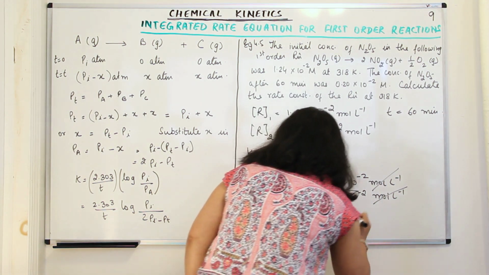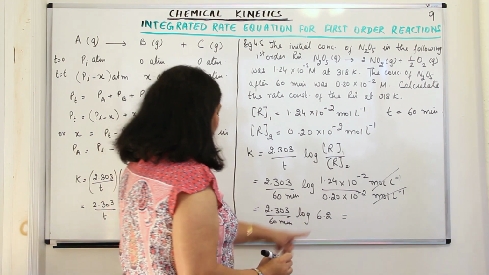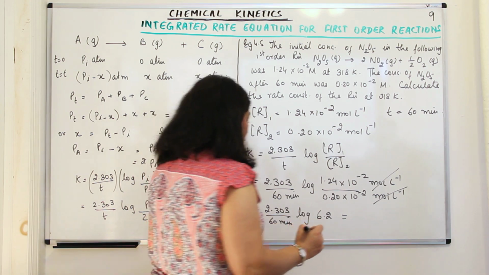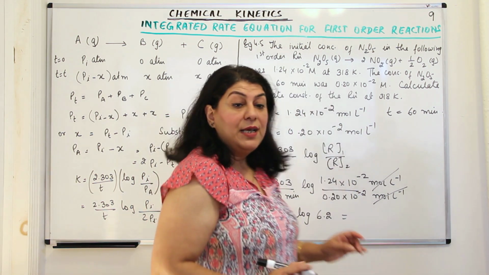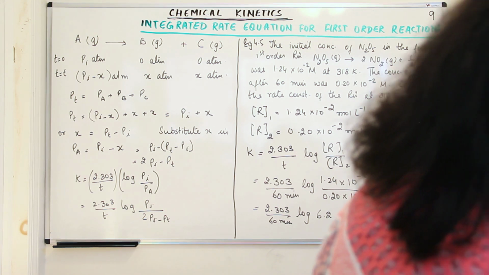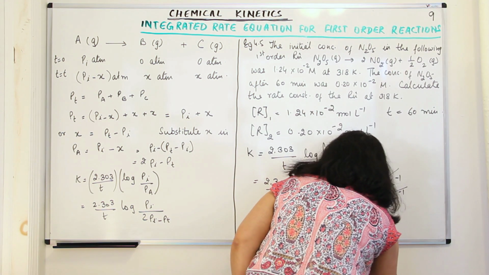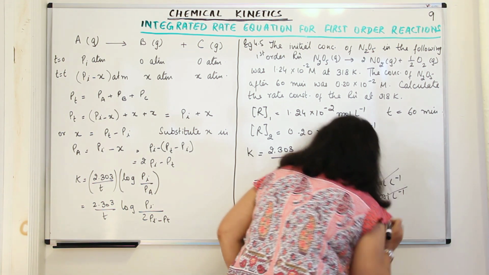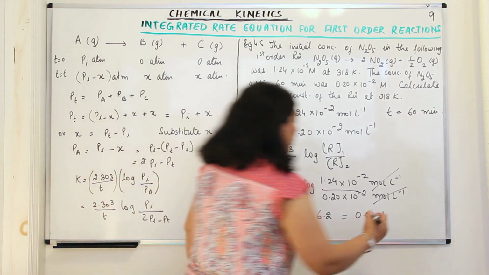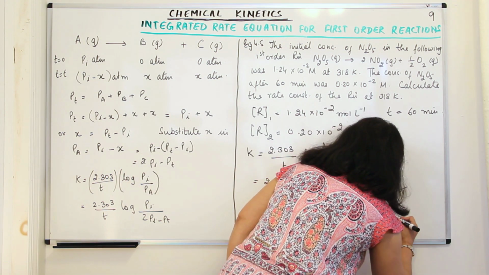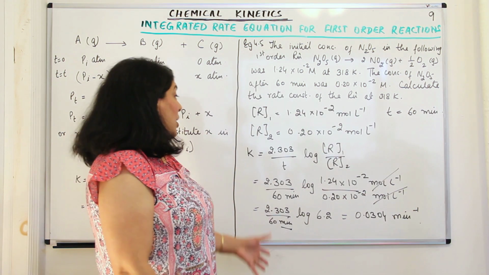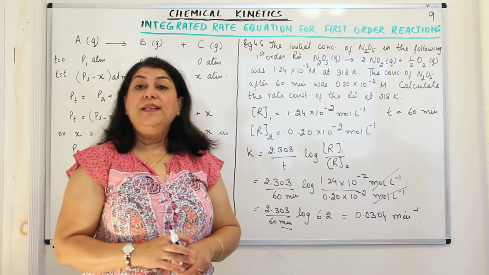6.2. And when you solve this, you'll get 2.303 upon 60 into whatever the value of log 6.2 is. Find that out, and then calculate this. You will get the answer 0.0304, and there is only one unit here, that is minutes, and that's in the denominator. So your answer will be 0.0304 minute inverse. Right? So this is example 4.5.